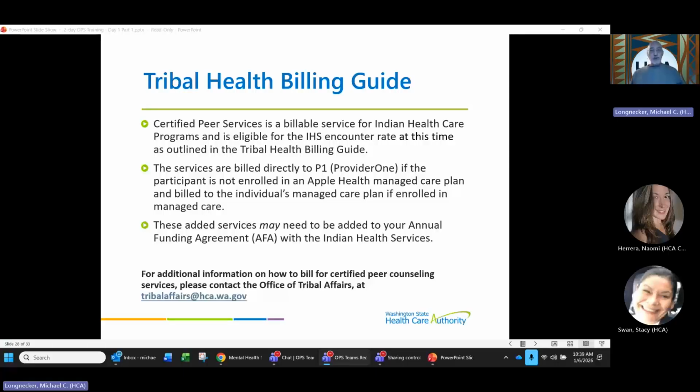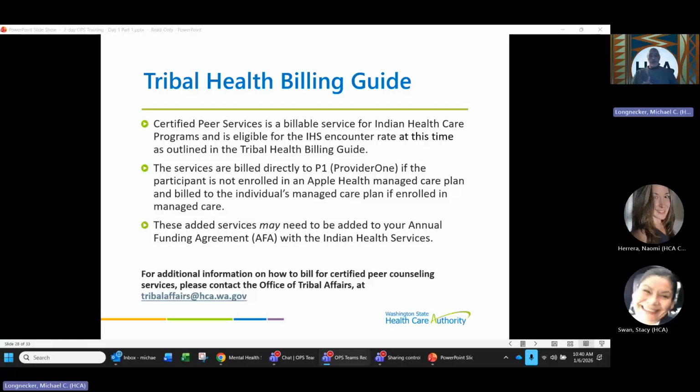The services can be billed directly to Washington Medicaid's computer called Provider One if the client is not enrolled in an Apple Health Medicaid managed care plan. If the client is enrolled in managed care, we will bill the managed care plan. And the nice part is we will bill the managed care plans just like we bill Provider One. We don't have to bill differently.